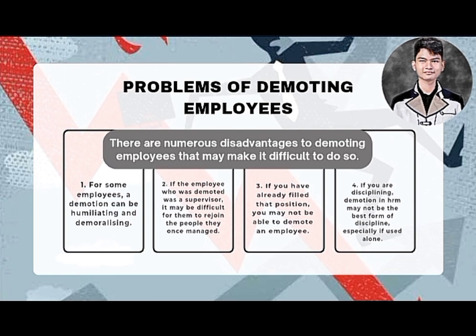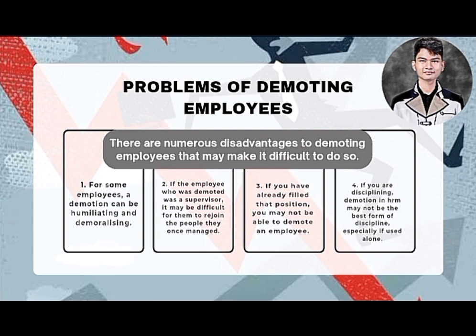Number three, if you have already filled the position, you may not be able to demote an employee. If this is the case, you may need to transfer the employee to a different position. Number four, if you are disciplining, demotion in HRM may not be the best form of discipline, especially if used alone. Discipline does not always correct an employee's wrongdoing. In the end, the demoted employee may leave your company for another position. Create an incentive for the employee to stay with your company if you can.